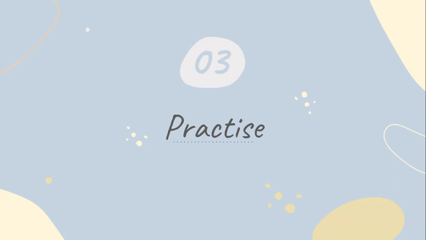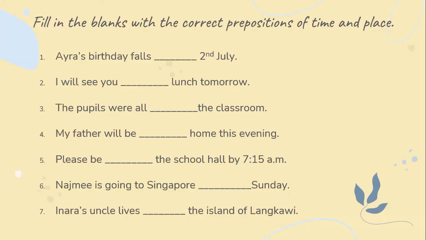Activity 3. Practice. Let's try together. Fill in the blanks with the correct prepositions of time and place. Alright, for this activity, I'll give you 1 minute to try this on your own. You may write down your answer on a piece of paper. For example, number 1, at, number 2, in, and so on. Then, we are going to compare the answers together. Are you ready? Okay, your 1 minute starts now.